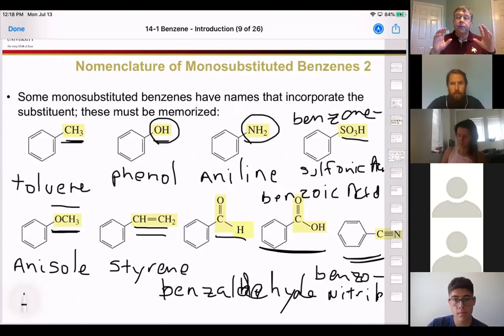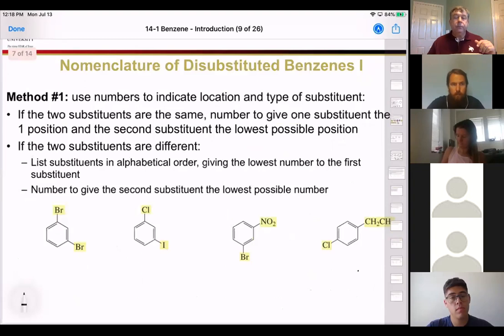Now, once you get to two substituents, now you have to start figuring out where they are and what position they have on the ring. So we have two methods for doing this. We have a numerical method that is always correct and is always used in IUPAC. And when you have 3 groups or 4 groups, you would also use a numerical name. However, we also have a different naming system, which is called ortho-meta-para. Well, let's first talk about our number system here.